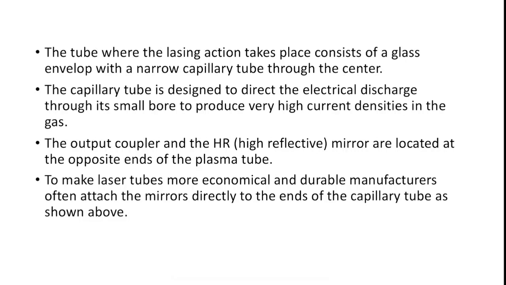The plasma tube has a large cylindrical metallic cathode and a small metallic anode. The current is directed from cathode to anode.